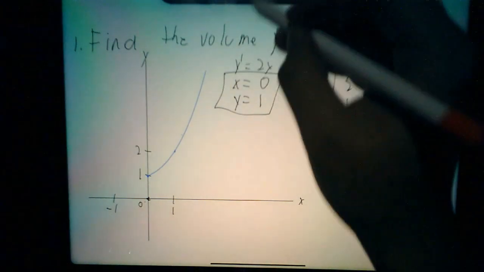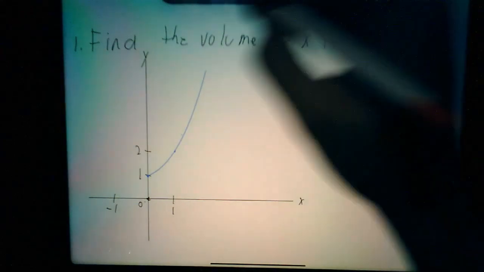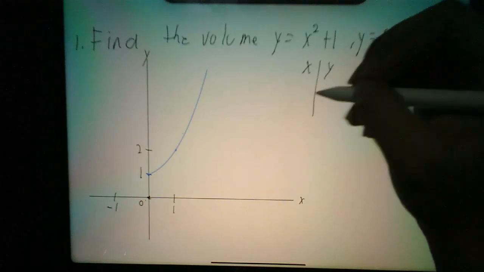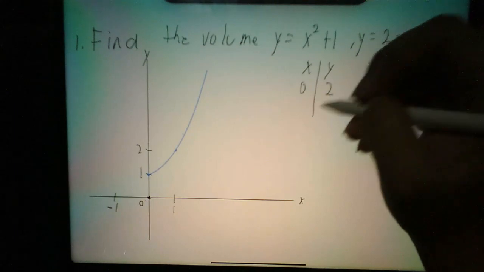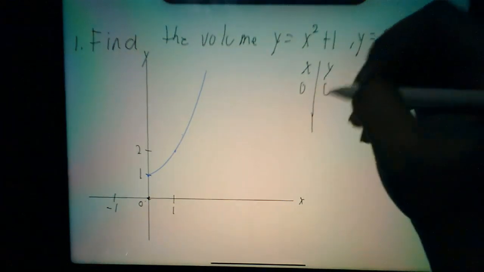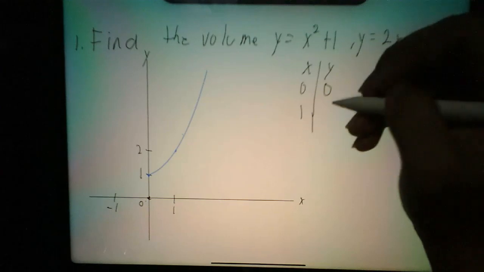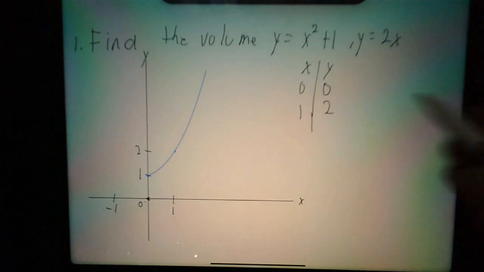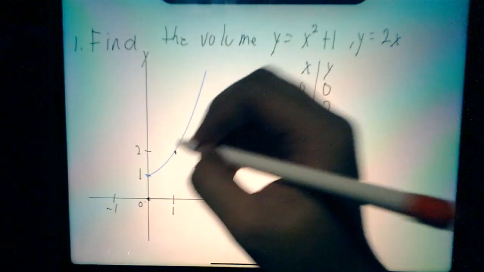Now we are going to find the points of our line, which is y equals 2x. By putting a tabular table, if x equals 0, our y becomes 0. And if x equals 1, our y becomes 2. So we now have our points for our line: 0 and 0, and 1 and 2 here.